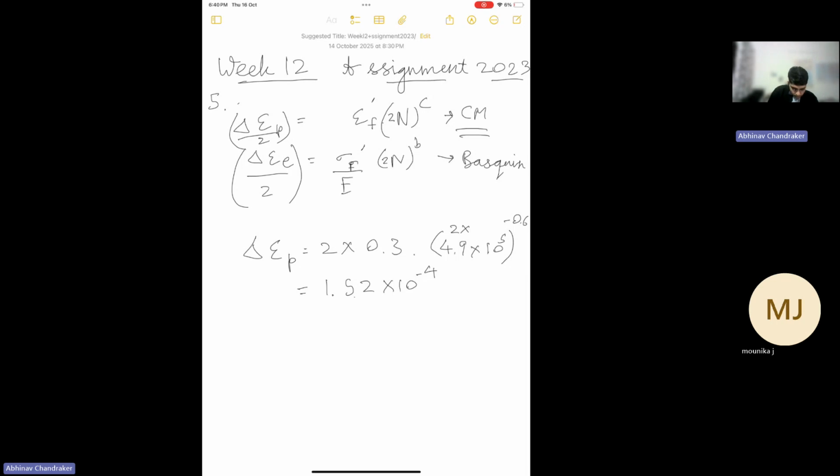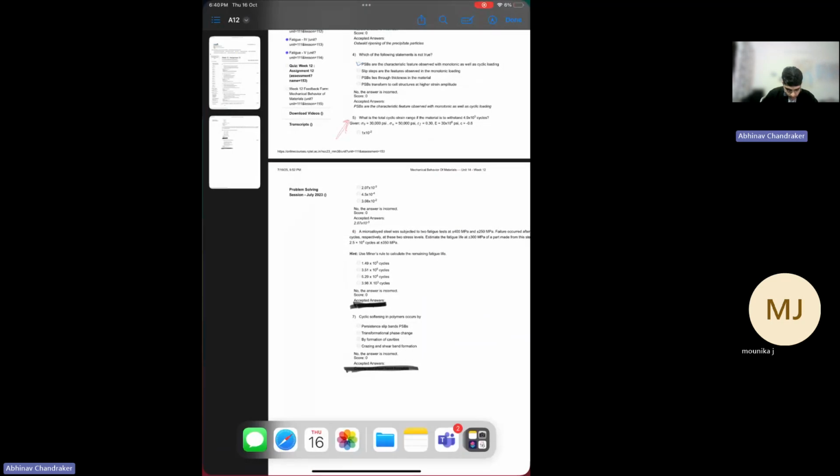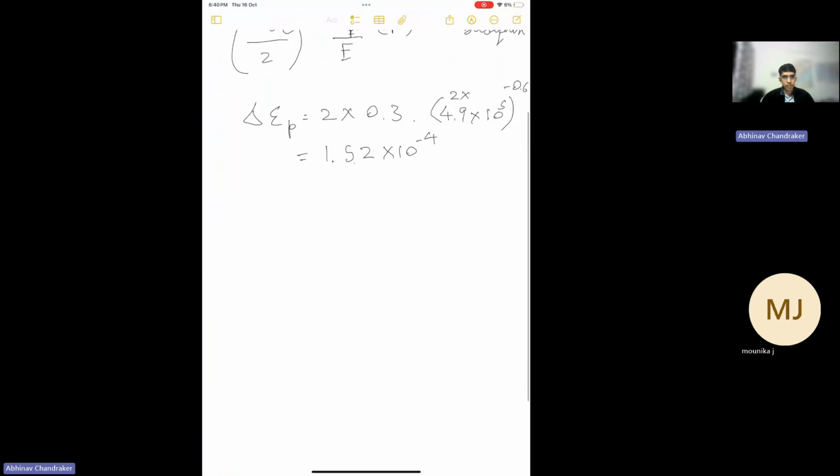So this was question number 6. We can use Basquin's equation here. We have to relate the stresses to the total number of cycles, the stress amplitudes. So let's say you have sigma 1 equal to sigma f times Nf raised to b. This is Basquin's equation.